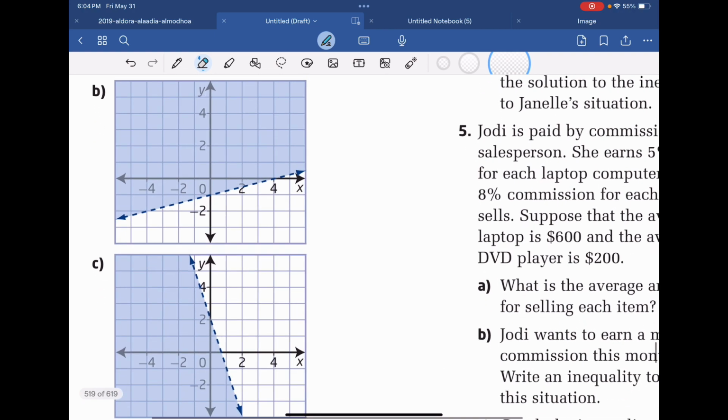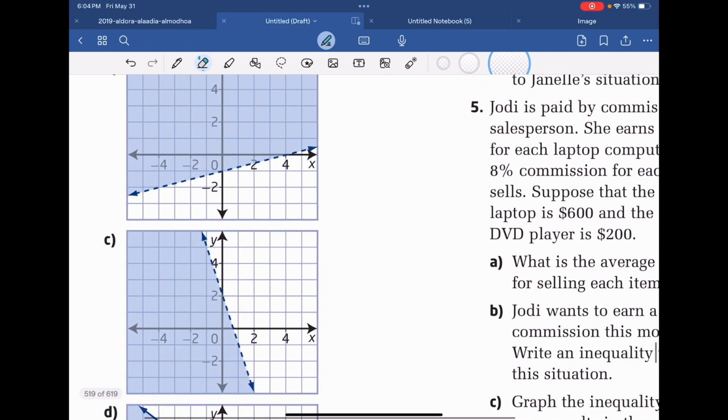Let me do number C because it has a negative slope. So first thing first, y is equal to mx plus b. My b intercept is this, which is 2. My slope m, I will take, for example, this triangle from here to here. So the rise is 1, 2, 3 over 1. So my slope is 3 over 1, it's 3. So my m is 3.